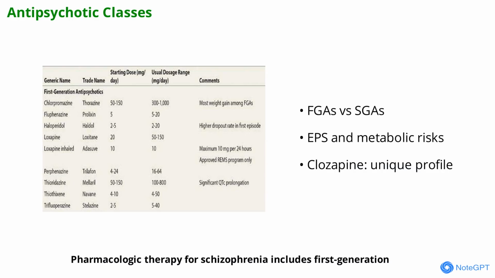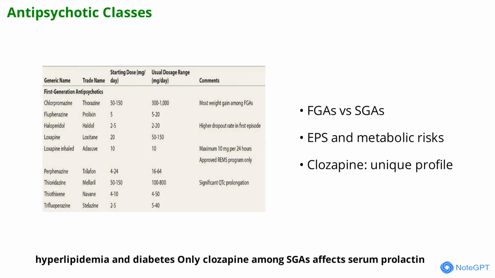Pharmacologic therapy for schizophrenia includes first-generation antipsychotics (FGAs) and second-generation antipsychotics (SGAs). SGAs are less likely to cause extrapyramidal symptoms (EPS), have enhanced efficacy for negative symptoms and cognition, and are less likely to cause tardive dyskinesia. However, they may increase the risk of metabolic side effects such as weight gain, hyperlipidemia, and diabetes. Only clozapine among SGAs affects serum prolactin.